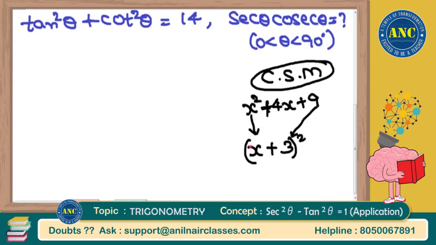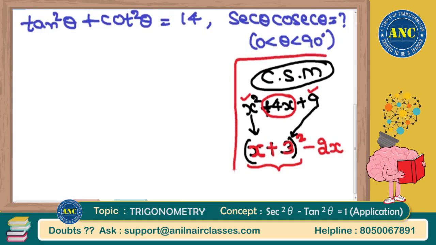Now check it out. In x plus 3 whole square, a square is x square and b square is 9. Yes, the first and last terms are present. 2ab is 2 into x into 3, which is 6x. Here I have 6x, but I should only have 4x according to the expression. So subtract the remaining extra term 2x. Same concept, sir: completing square method. What else is required? Multiple methods. Let me keep teaching you.